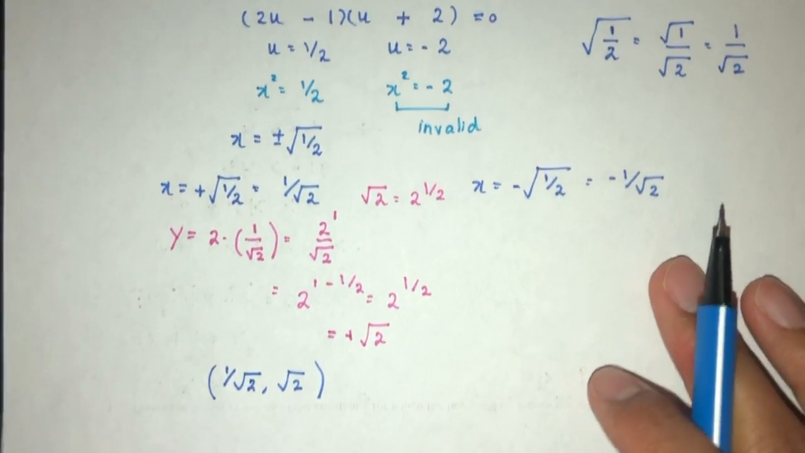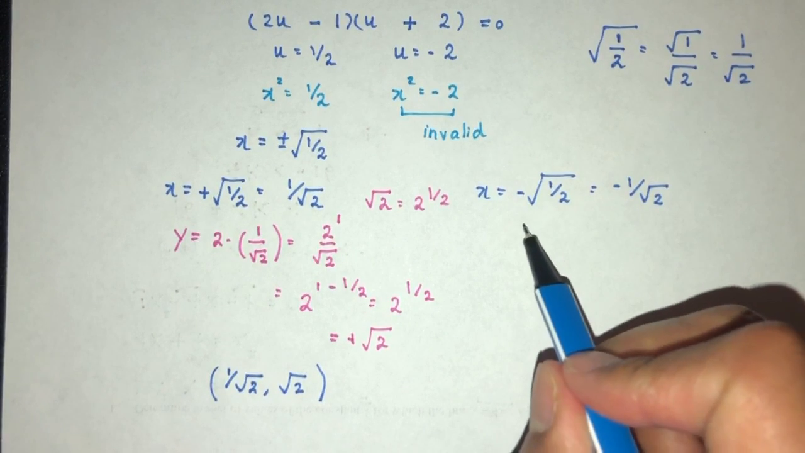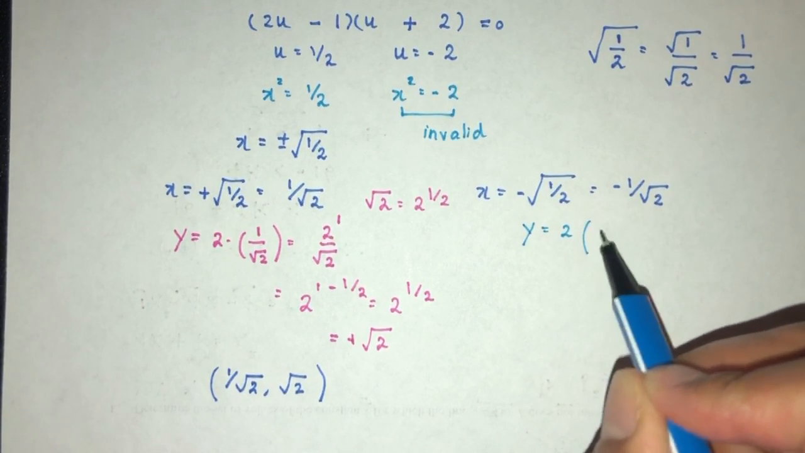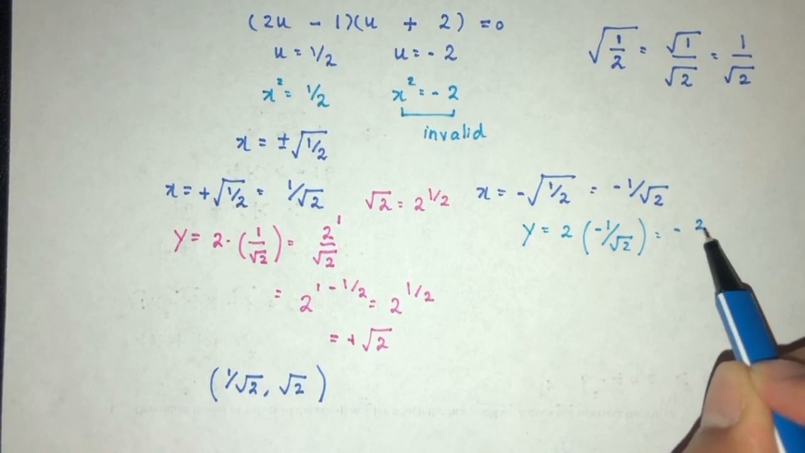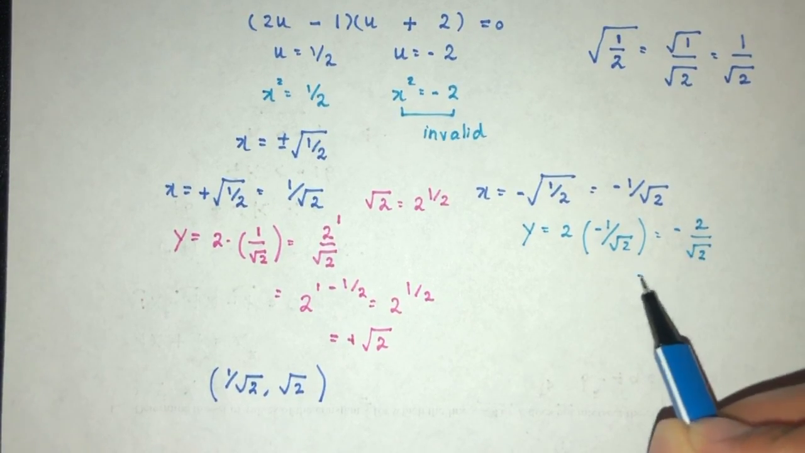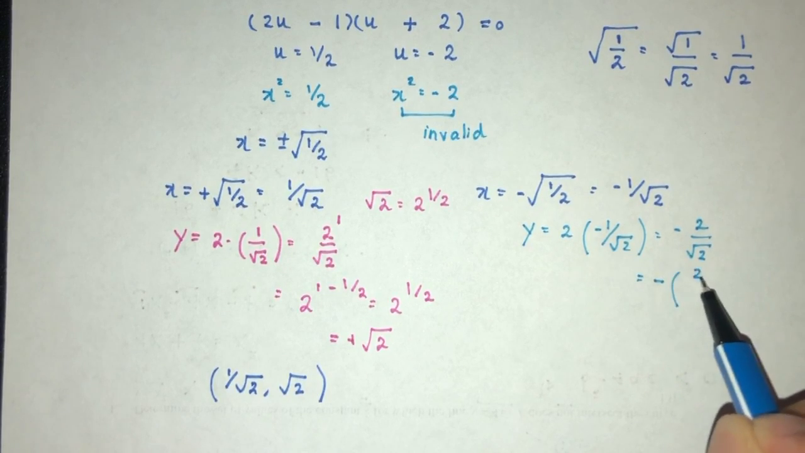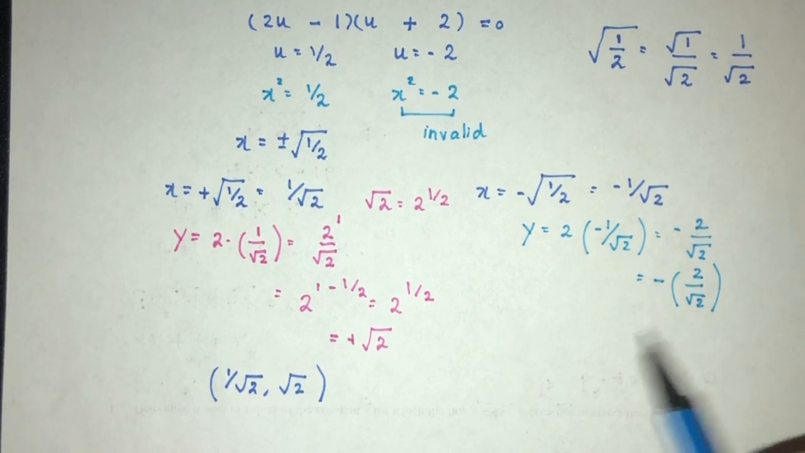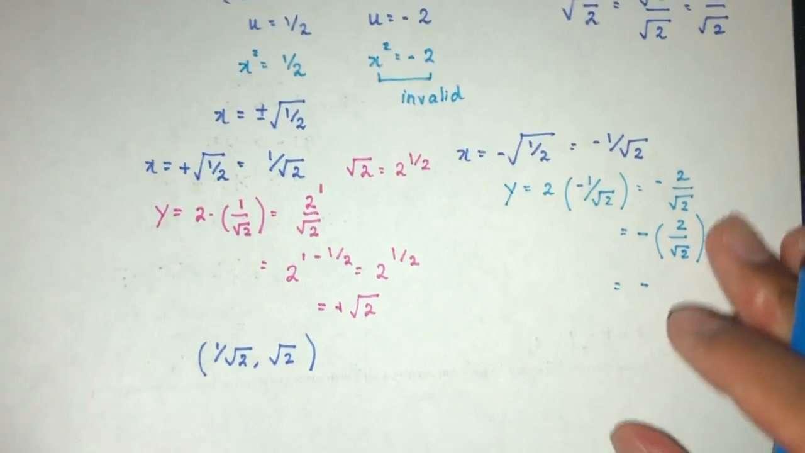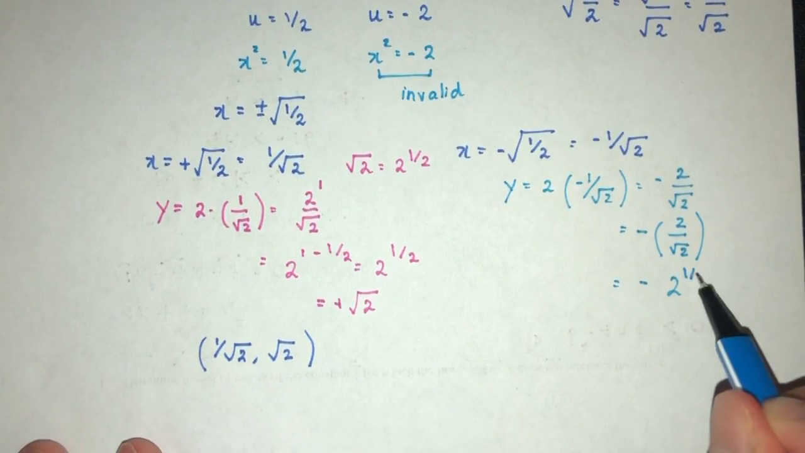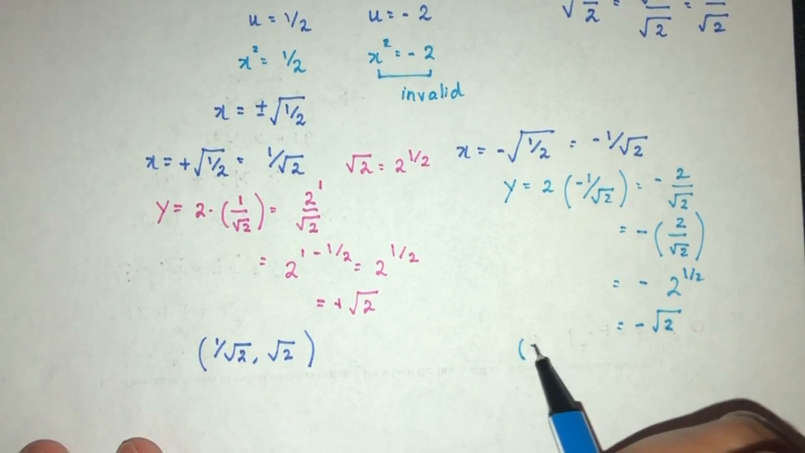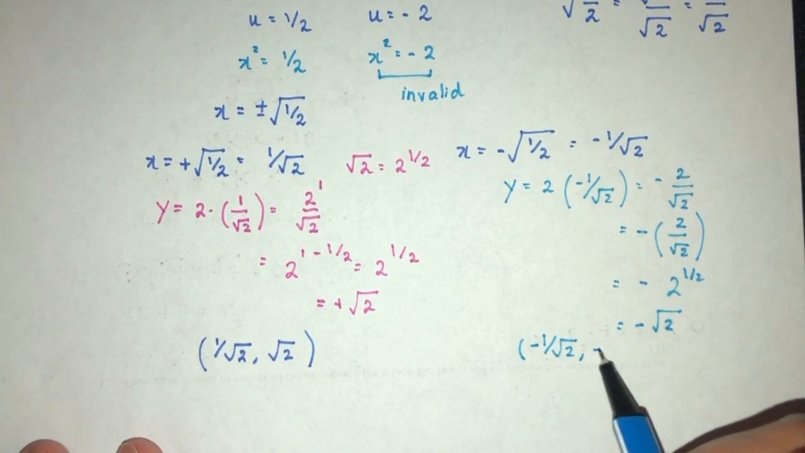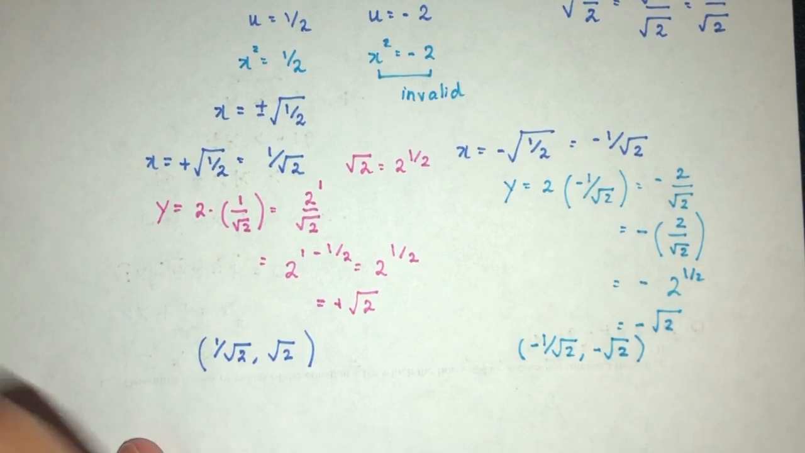How about this one? Same steps. y will be 2 times x. That should be minus 2 over root 2. Now we can take out minus. Inside you will have 2 over root 2, which is the same thing as minus 2 power half, which is minus root 2. This will be the point minus 1 over root 2 and minus root 2.